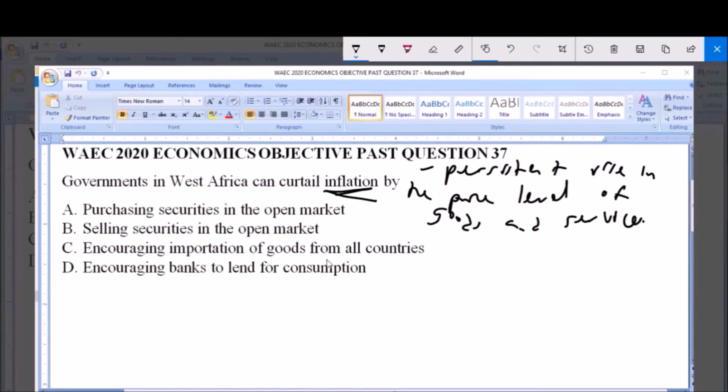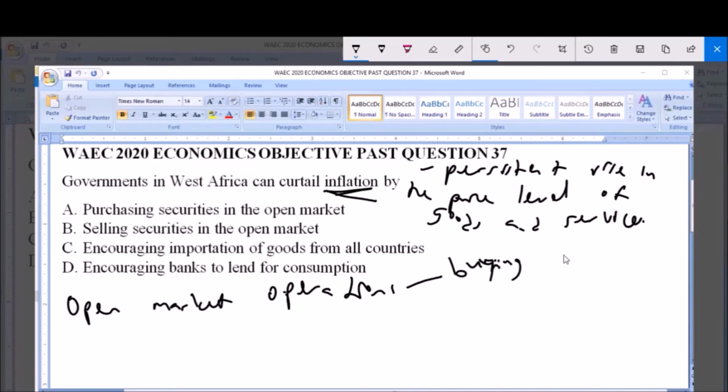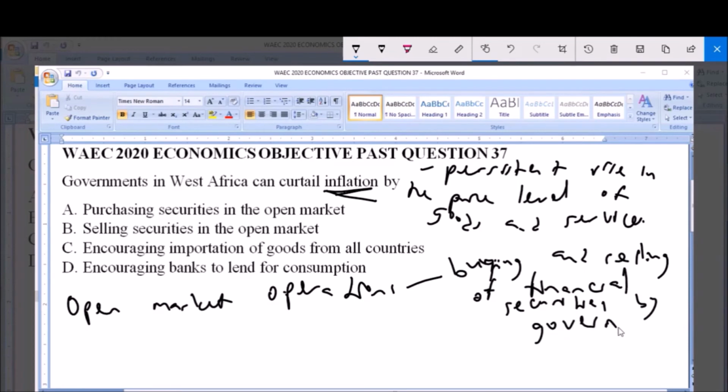So let's look at which of these options entails pulling out money from the system in order for consumers to pull back their spending. Now, option A and B have something in common, and it is referring to what is known as open market operations. Now, the open market operation just involves buying and selling of financial securities by the government. That is what the open market operation entails.